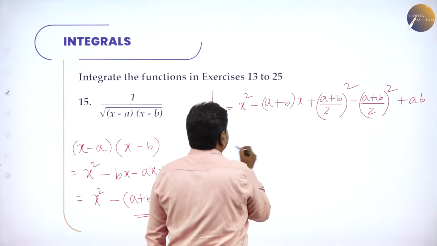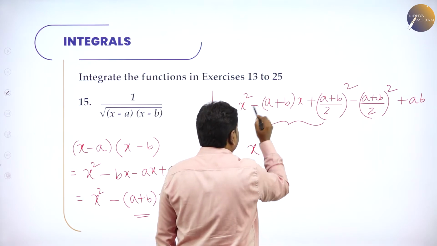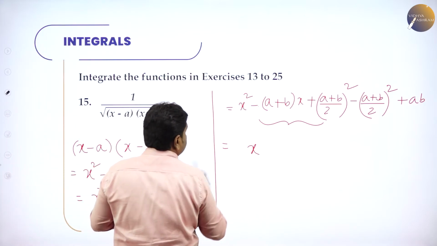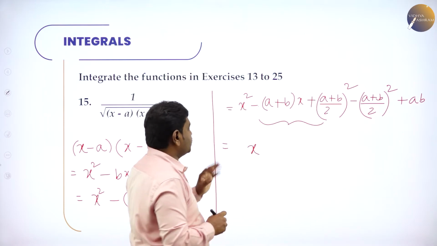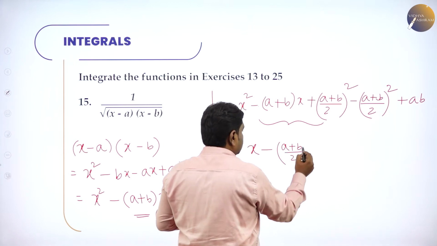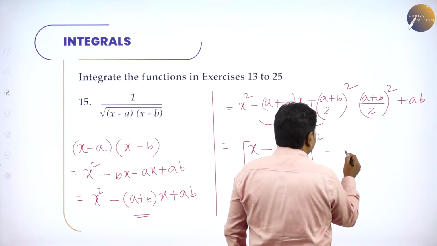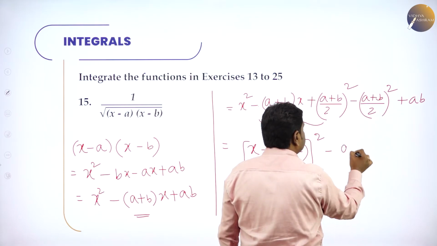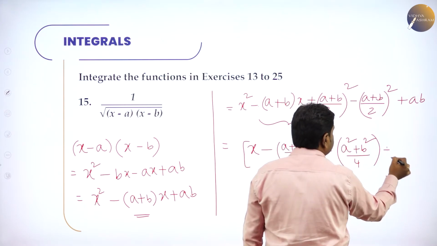So now you can observe this whole thing can be compressed as x minus a plus b by 2 the whole square. We are left with these two: minus a plus b the whole square by 4, plus ab. a plus b the whole square is what? a square plus b square plus 2ab.